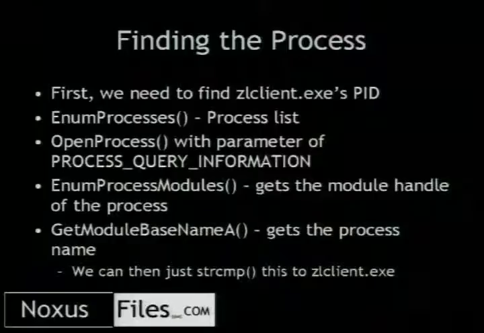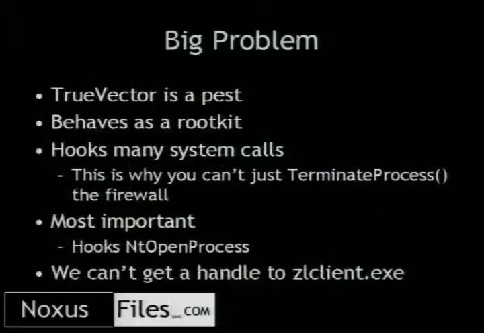Now first, we'll run EnumProcesses to get a process list, and then use OpenProcess with the parameter PROCESS_QUERY_INFORMATION to be able to enumerate through, like, the actual name of the executable. Then we'll use EnumProcessModules to get the module handle of the process, and GetModuleBaseNameA to get the process name. Then we can just continually string compare this to zlclient.exe, and when we hit that, we'll know that we have the right process. Now there's a big problem here.